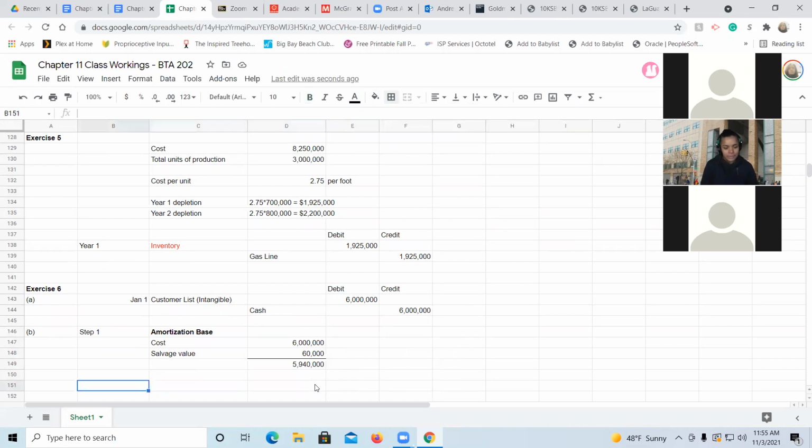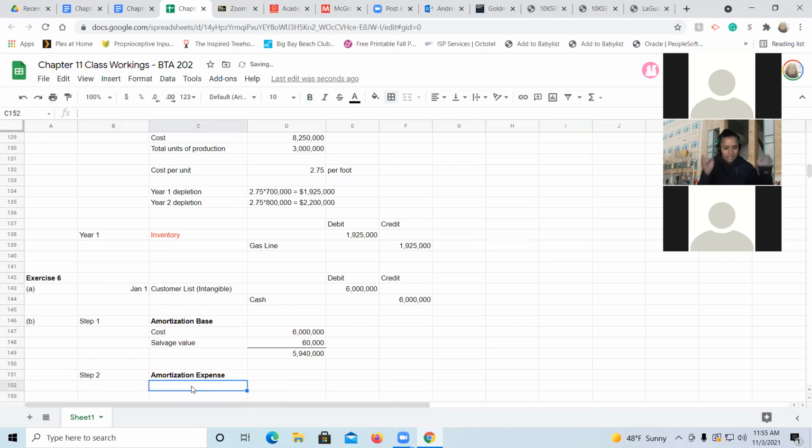In step 2, you're going to calculate the amortization expense. This is very similar to what we did with the asset yesterday when we were doing straight line depreciation. Same thing. You're just going to take the 5,940,000 divided by the 3 years, the 3-year useful life, and it is going to be 1,980,000 per year.